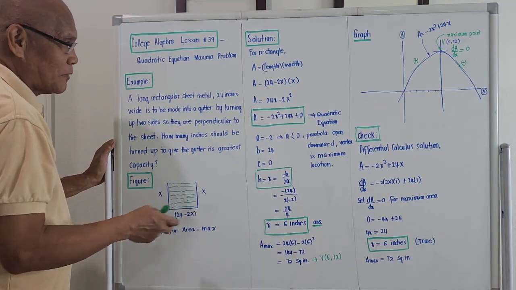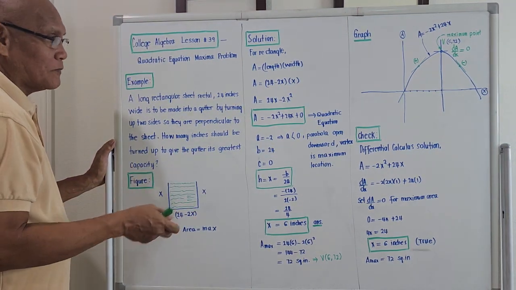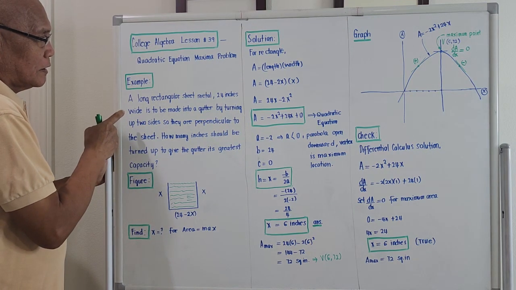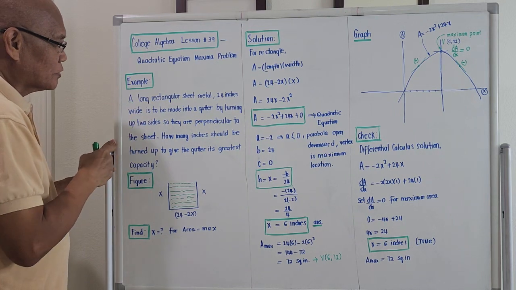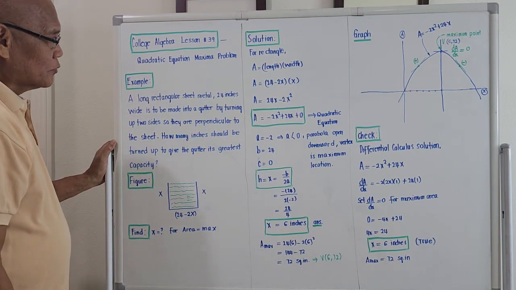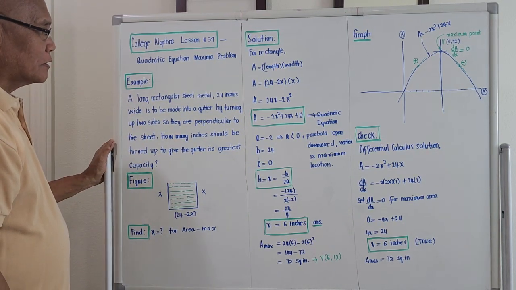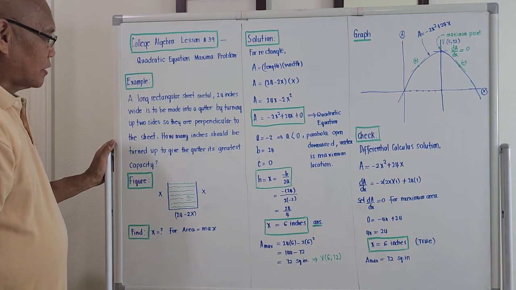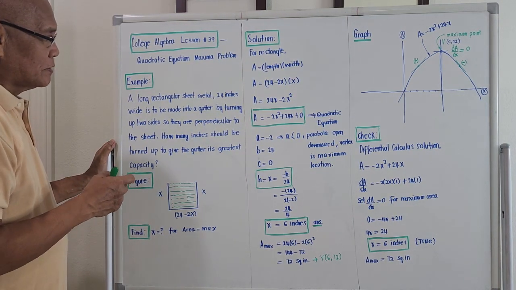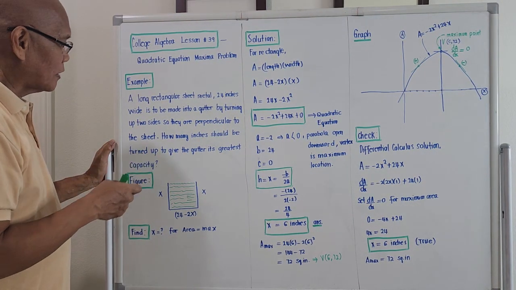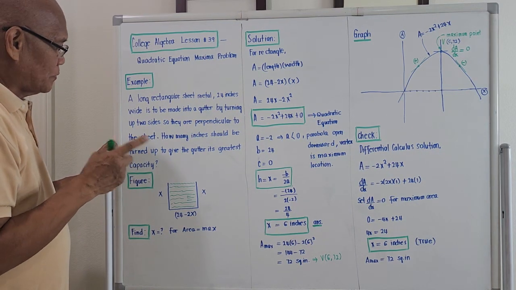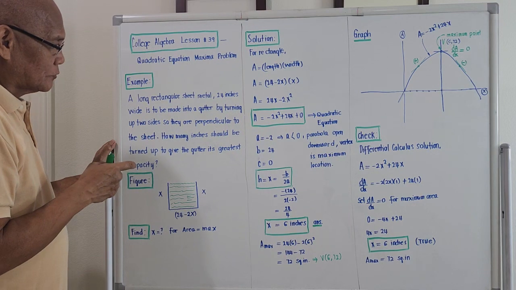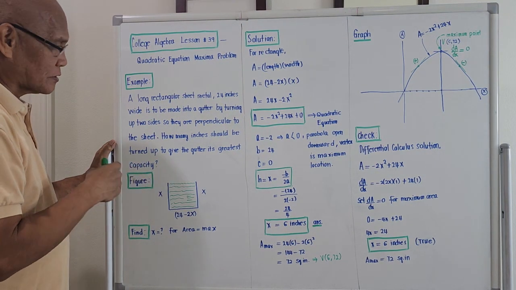I will try to give you a problem. I will try to read the problem. A long rectangular sheet metal, 24 inches wide, is to be made into a gutter by turning up two sides so they are perpendicular to the sheet metal. How many inches should be turned up to give the gutter its greatest capacity?